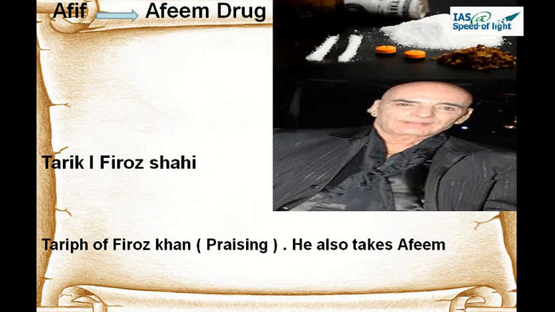Coming again to the next author, which is Afif. Our picture for Afif will be Afim. Afim is a drug. We all know Afim, Charas and Afim. Afif is Afim. And again he wrote a book, Tariq-e-Firoz Shahi. And again Tariq-e-Firoz Shahi is Tarif of Firoz Shah. If you remember the first time how he got the Tarif, how he got the praise, it was by eating burfis, right? So Barani wrote a book, Tariq-e-Firoz Shahi.